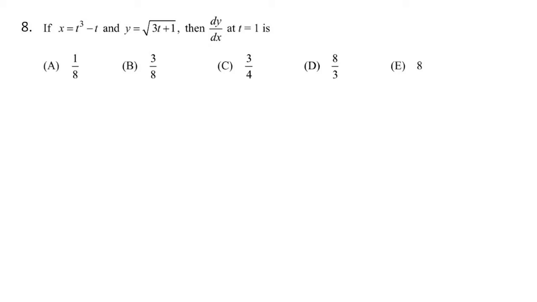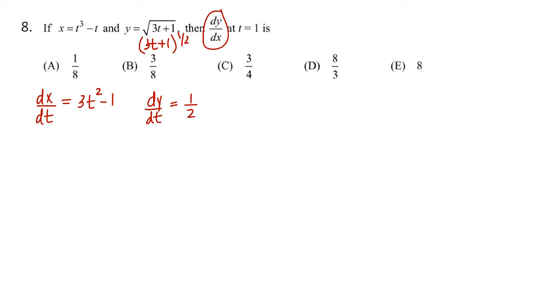All right, now we're looking for dy/dx. So let's find, the first one we have is dx/dt is going to be 3t squared minus 1. And then we need to find dy/dt. And gosh, we're going to have to rewrite that to be 3t plus 1 raised to the 1/2. So that's going to be 1/2 times 3t plus 1 to the negative 1/2 times 3. And I want to know dy/dx at 1.